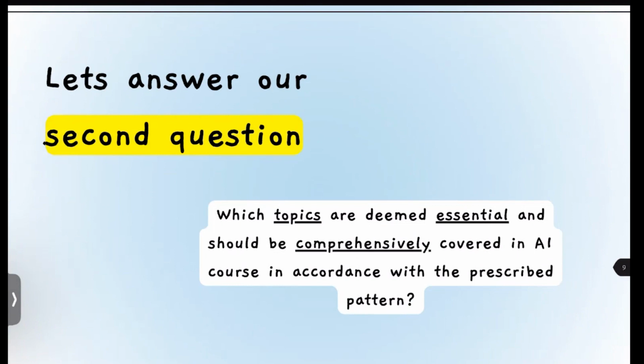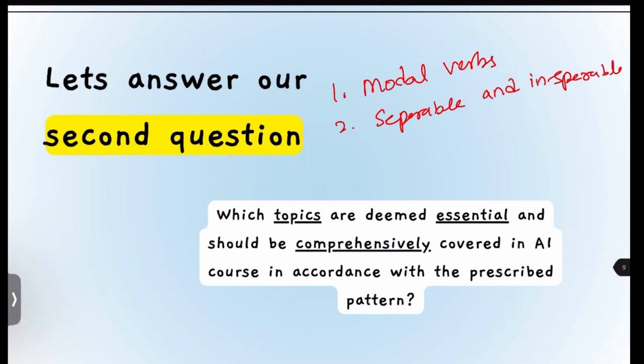Now let us go to the second question. What topics are deemed essential and should be comprehensively covered in the A1 course in accordance with the prescribed pattern? As I mentioned in the video, the modal verbs are very, very important, and the second one is separable and inseparable verbs, third is perfect tense, and the fourth one is the prepositions.